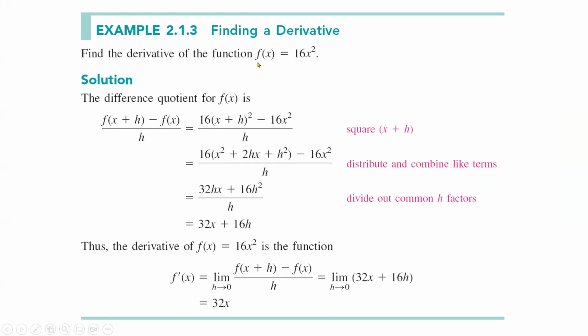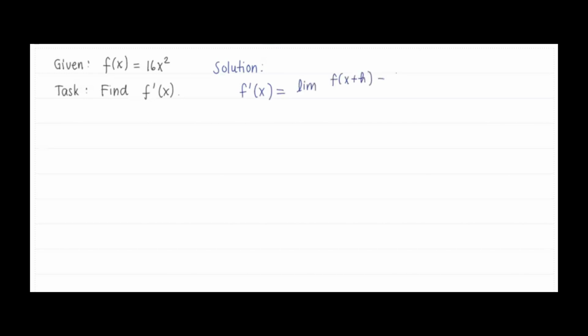Okay, for this example, we're going to find the derivative of the function defined by f(x) equals 16x squared. Again, the given is f(x) equals 16x squared. The task is to find f prime of x. So we have f prime of x equals the limit of f(x plus h) minus f(x) over h as h approaches 0. Using the definition of the function f, we have the limit as h approaches 0 of 16 times (x plus h) quantity squared minus 16x squared, divided by h.